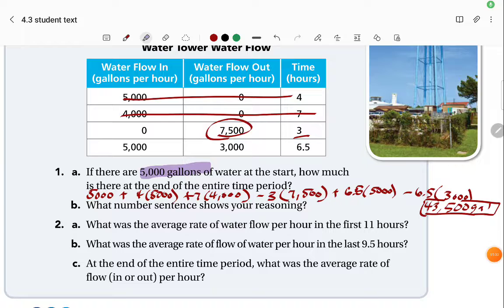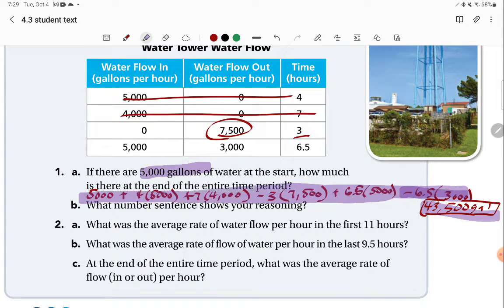Okay, in the last one, this should be minus 6.5 times 3,000. But when we plug this all into the calculator, you should end up with 43,500 gallons of water when you start with 5,000 in the tank. And then the number sentence, this is my number sentence, so make sure we jot that down as well.